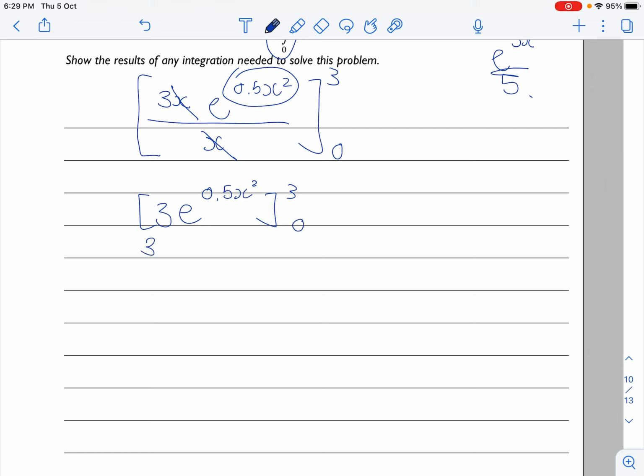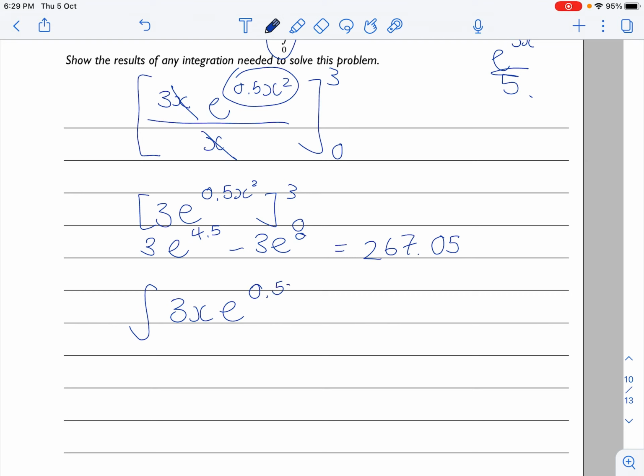And then just put 3 into it. So 3 squared is 9, 0.5 times 9 is e to the 4.5, and if you put 0 into it, it's minus 3 to the 0, and you get 267.05. Now if you want to use the substitution method, I'll show you how to do that.